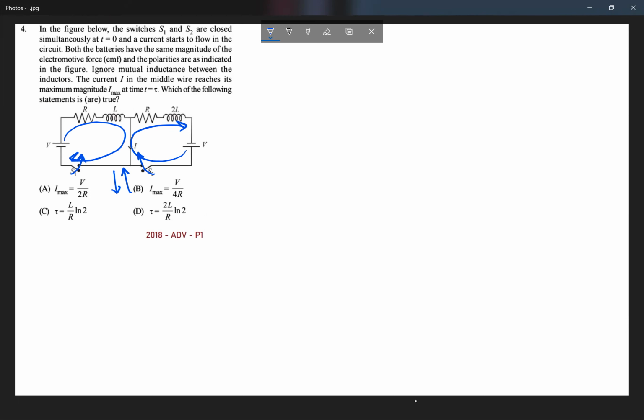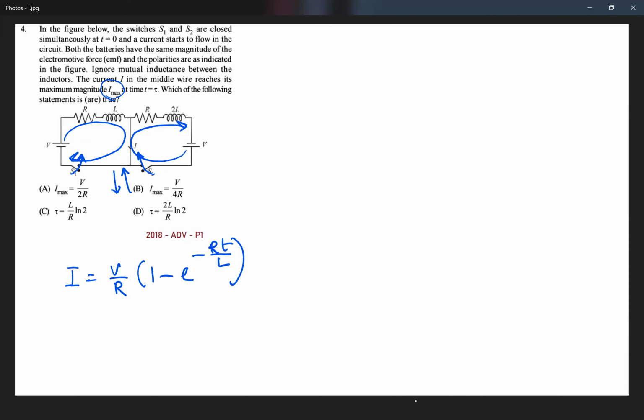The switches S1 and S2 are closed simultaneously. Both the batteries have the same magnitude. Ignore mutual inductance between the inductors. Find out the value of I max. First of all, the value of I is equal to V divided by R into 1 minus e to the power minus RT divided by L, as we just discussed in the first problem today.